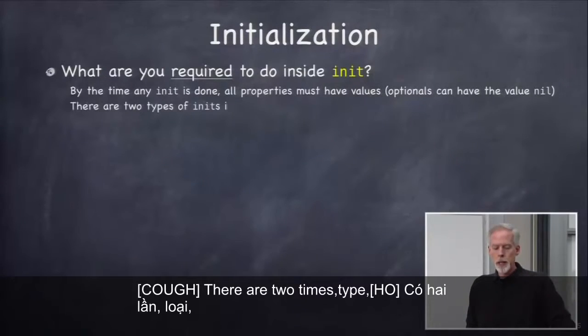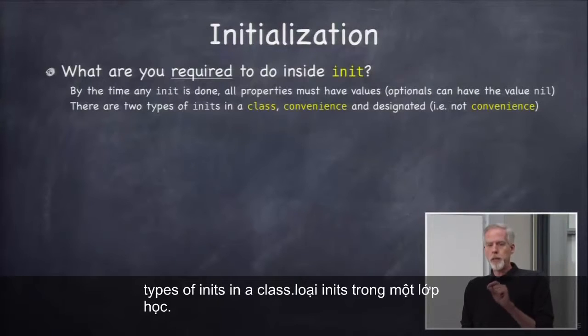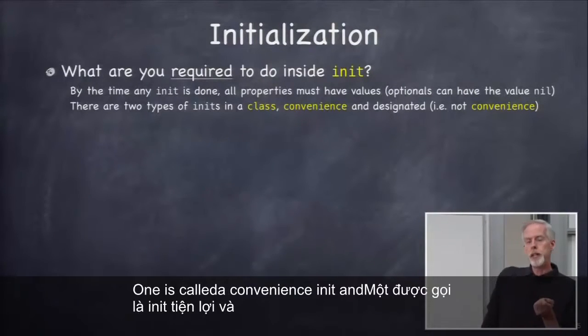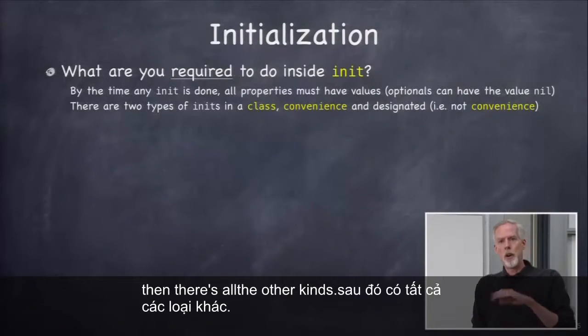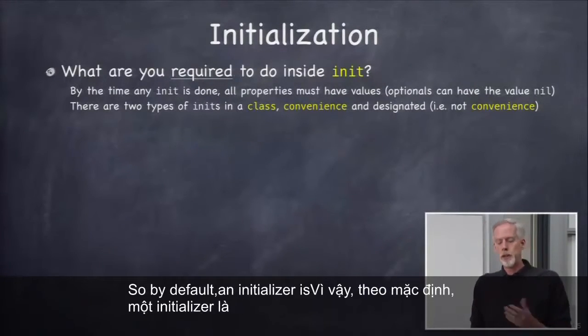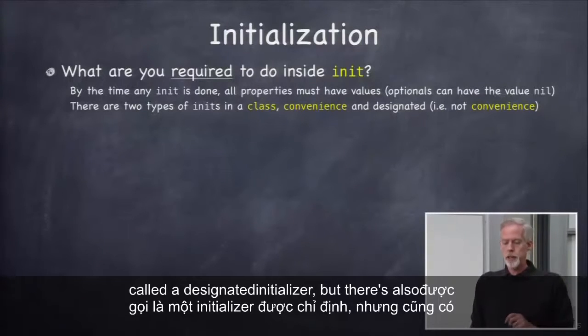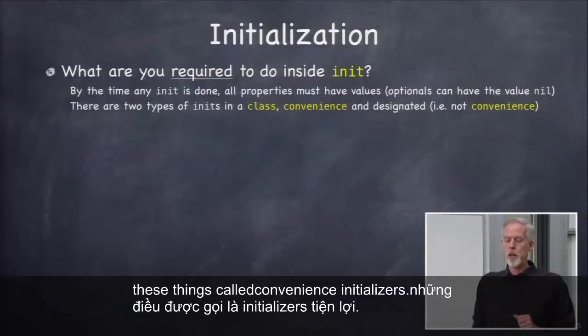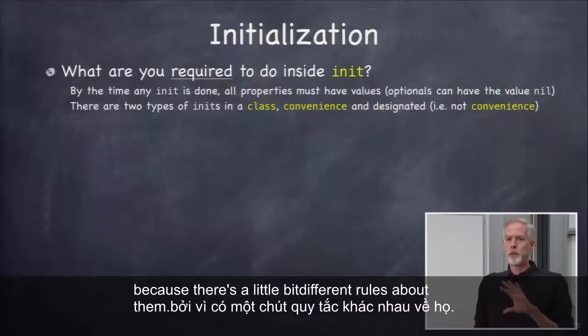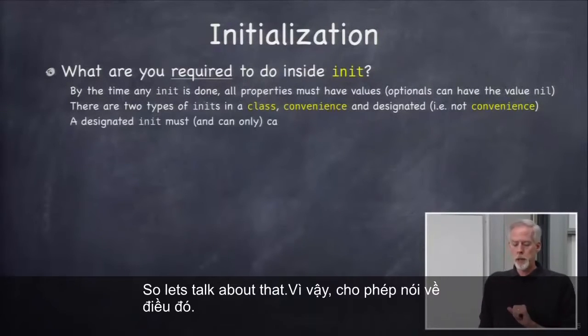everything's fine there. There are 2 types of inits in a class, not in a struct, but in a class. One is called a convenience init, and then there's all the other kinds. Those are called designated initializers. So by default, an initializer is called a designated initializer, but there's also these things called convenience initializers. And we make this distinction because there's a little bit different rules about them, so let's talk about that.